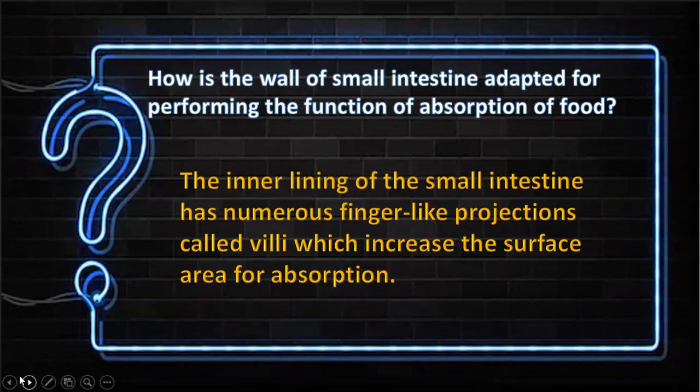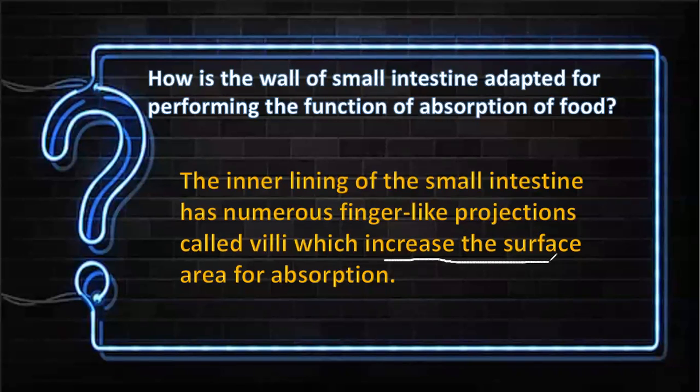The inner wall of small intestine has numerous finger-like projections called villi. What is their function? They increase the surface area for absorption. With more villi, the surface area gets increased for the absorption of food nutrients from the food material, right? This is how the wall of small intestine is adapted for the function of absorption of food. So this is also one of the one mark questions from the bio part.